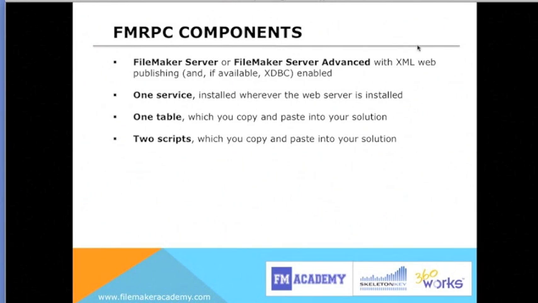Okay, great. The components of FMRPC are FileMaker Server, or FileMaker Server Advanced with XML web publishing enabled. If you have FileMaker Server Advanced, you could also enable XDBC, and that'll give you those JDBC commands I mentioned previously. You install one service as an application wherever your web server is. You copy and paste a table into your solution, and you copy and paste 2 scripts into your solution. Beyond that, it's just a tiny little bit of scripting, as you'll see shortly, to make FMRPC run some of your scripts and functions for you.